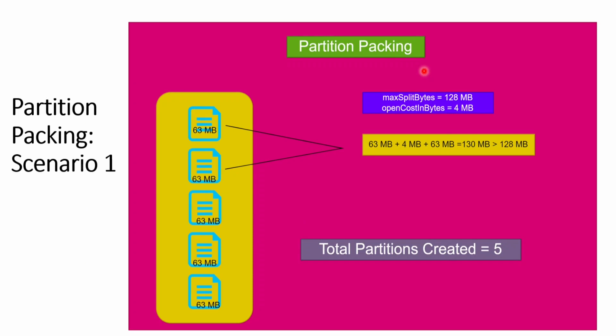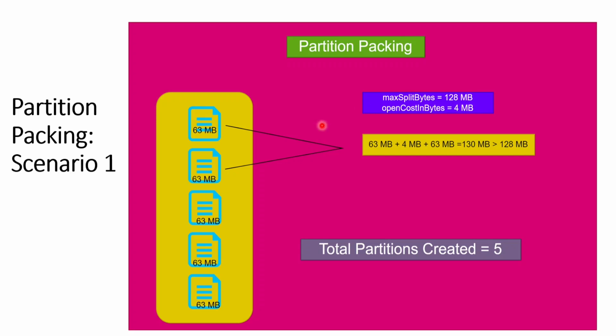Now I'm going to explain the process of partition packing. What is partition packing? Let's say in our Azure Data Lake Storage, we have five CSV files. Each file is 63 megabytes. In real time, we are not going to have files of the same size, but just for this example, I am considering five files, all of 63 megabytes. Now let us assume our Spark engine has calculated the maximum split bytes as 128 megabytes, which means one partition can be up to 128 megabytes. So that is the formula.